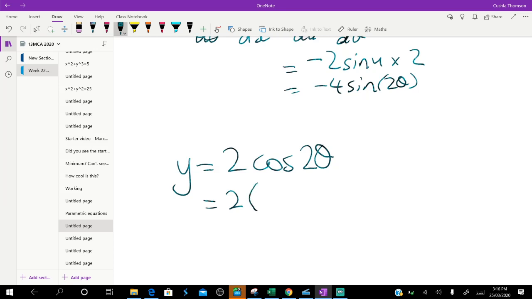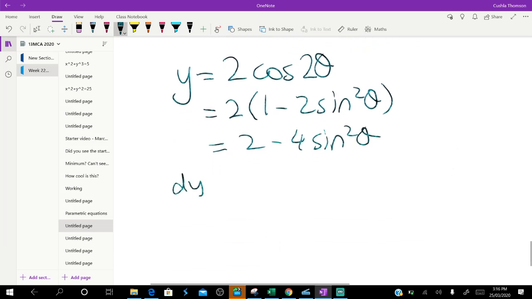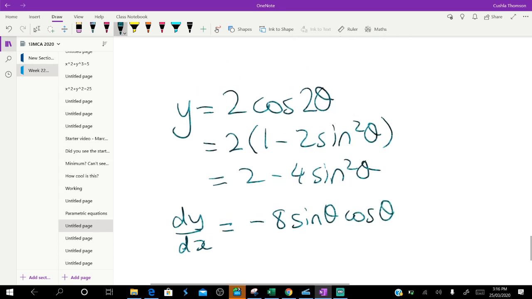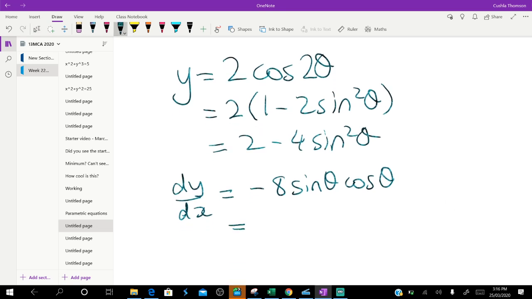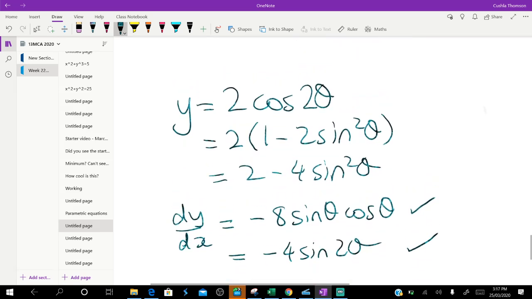We can pick any of the double angle formulas, but we might pick 1 minus 2 sine squared theta. So then we've got y equals 2 minus 4 sine squared theta, and dy by dx is going to equal negative 8 sine theta cos theta. So that's doing it that way, and then recognizing that that equals negative 4 sine 2 theta. So that would be marked correct, that would be marked correct, right? And they're the same.